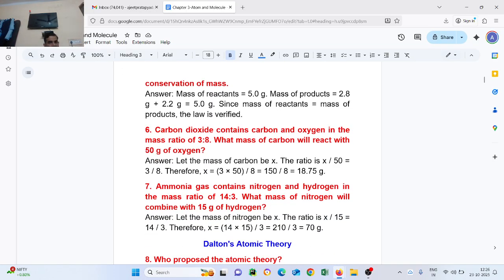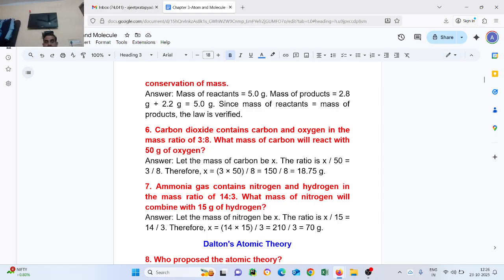Question number 7. Ammonia gas contains nitrogen and hydrogen in the mass ratio 14:3. What mass of nitrogen will combine with 15 gram of hydrogen? Let the mass of nitrogen be x. The ratio x upon 15 equals 14 upon 3. Therefore, x equals 14 times 15 upon 3, which is 70 gram.